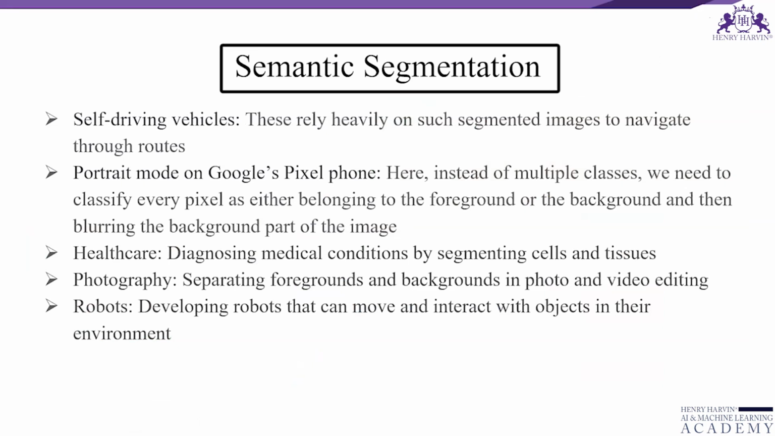And another application is portrait mode on Google's Pixel phone. So instead of multiple classes, we have to classify every pixel as either belonging to the foreground or the background, and then blur the background part of the image. And in photography, again, separating foregrounds and backgrounds in photo and video editing. And then robots. It has developed robots that can move and interact with objects within their environment. So semantic segmentation is very much helpful in the field of AI.